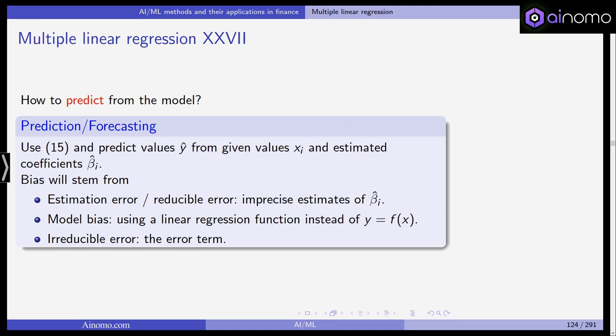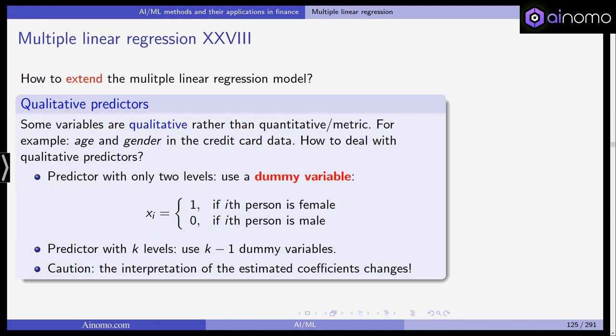Okay. Now, how can we extend the multiple linear regression model? The first extension is qualitative predictors.